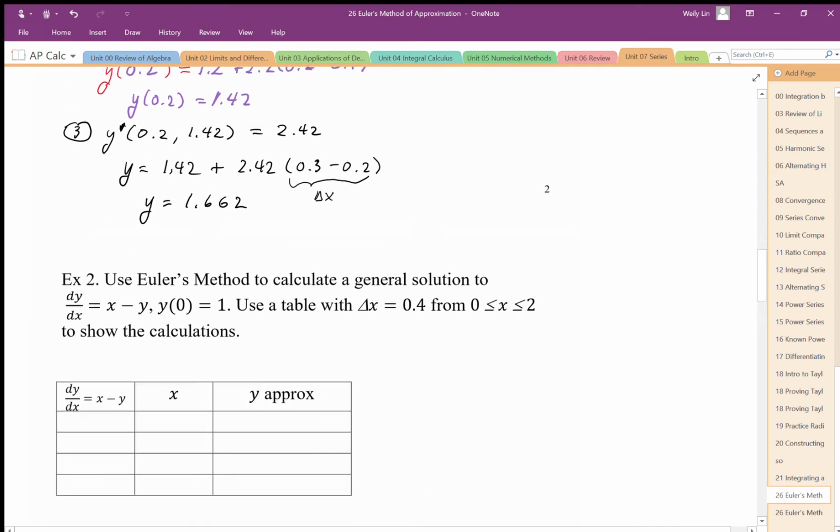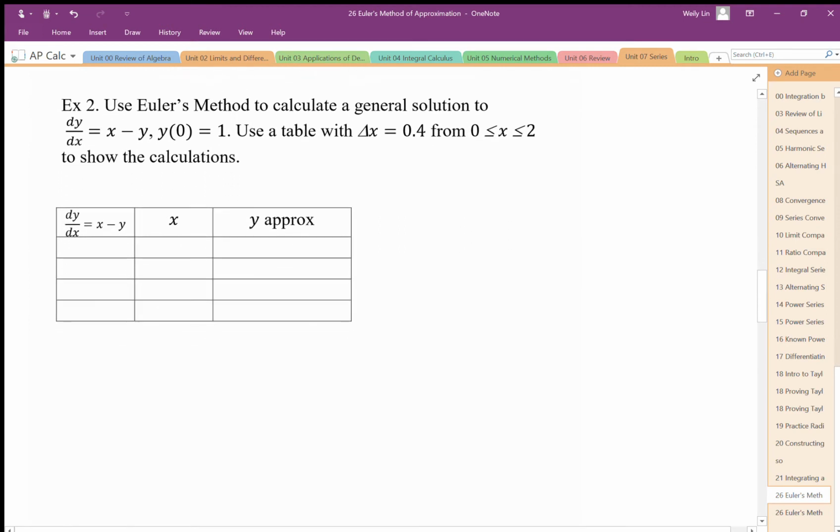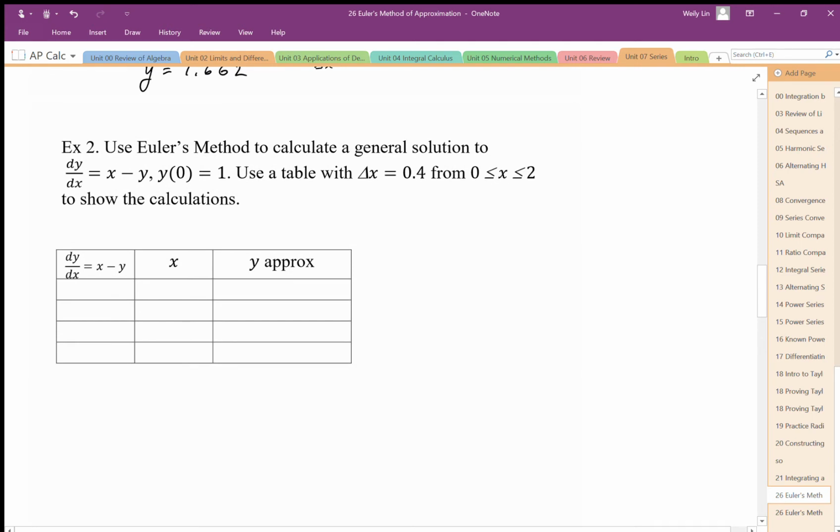Once you've checked that over, you can try this one. I'll do the first couple steps with you. Here we want to use Euler's method. There's my derivative, which I want to use to calculate my slope. Here's my starting position: at x is 0, y is 1. And I'm going to use a delta x of 0.4. I'm going to use those x and y values, so 0 minus 1, to generate my slope. So there's my slope.